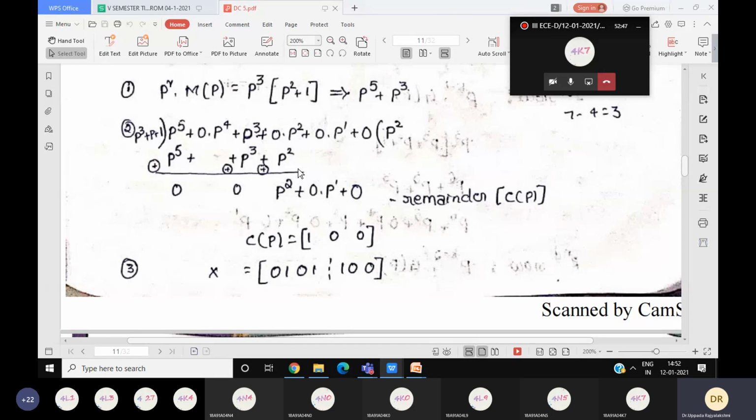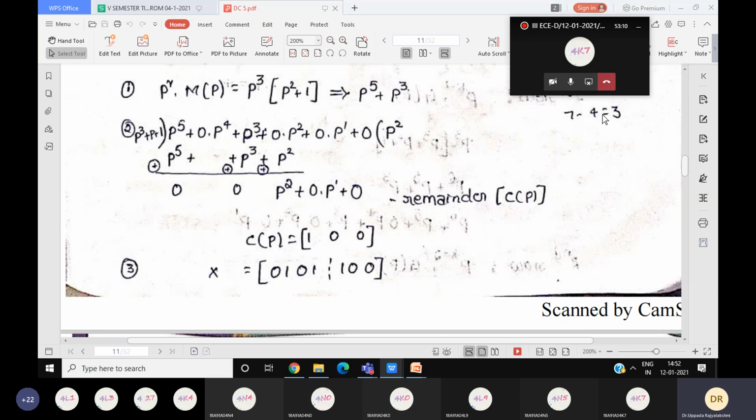Check bit. Okay. So it will be 1, 0, 0, because the coefficient of p square will be the MSB. So 1, 0, 0. You may get a doubt why C of t is only 3 bits. Because here it is given in the question as a 7, 4 code. So that's it. Check bits are 3 only.